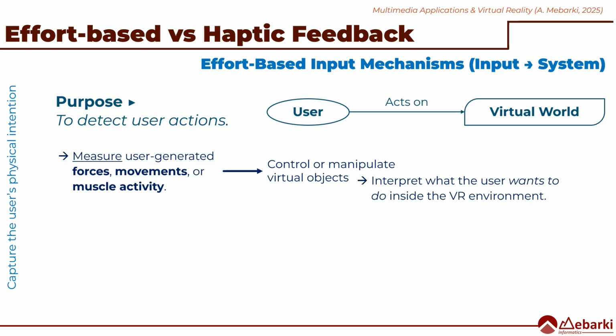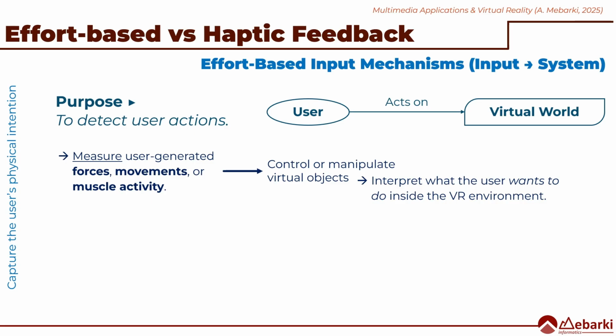For example, the intensity of a force may determine how strongly an object is pushed, or the direction of a movement may define the trajectory of a virtual tool. In this sense, effort-based input mechanisms act as translators between the user's physical actions and the virtual environment's control parameters. Beyond simple measurement, these systems also interpret user intention. The collected signals are processed to infer what the user wants to do, such as grabbing an object, applying pressure, or initiating movement. This interpretation step is essential to enable intuitive and natural interaction within VR.